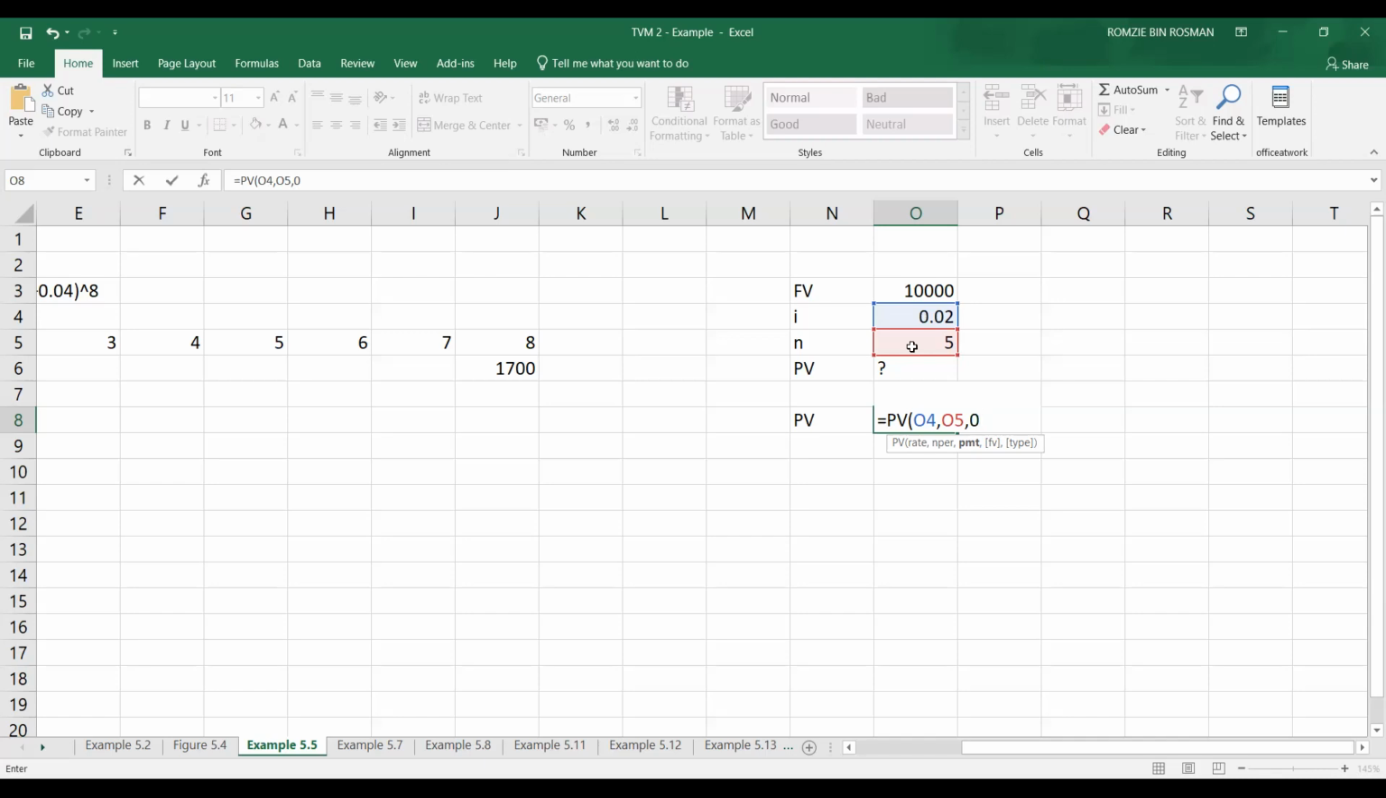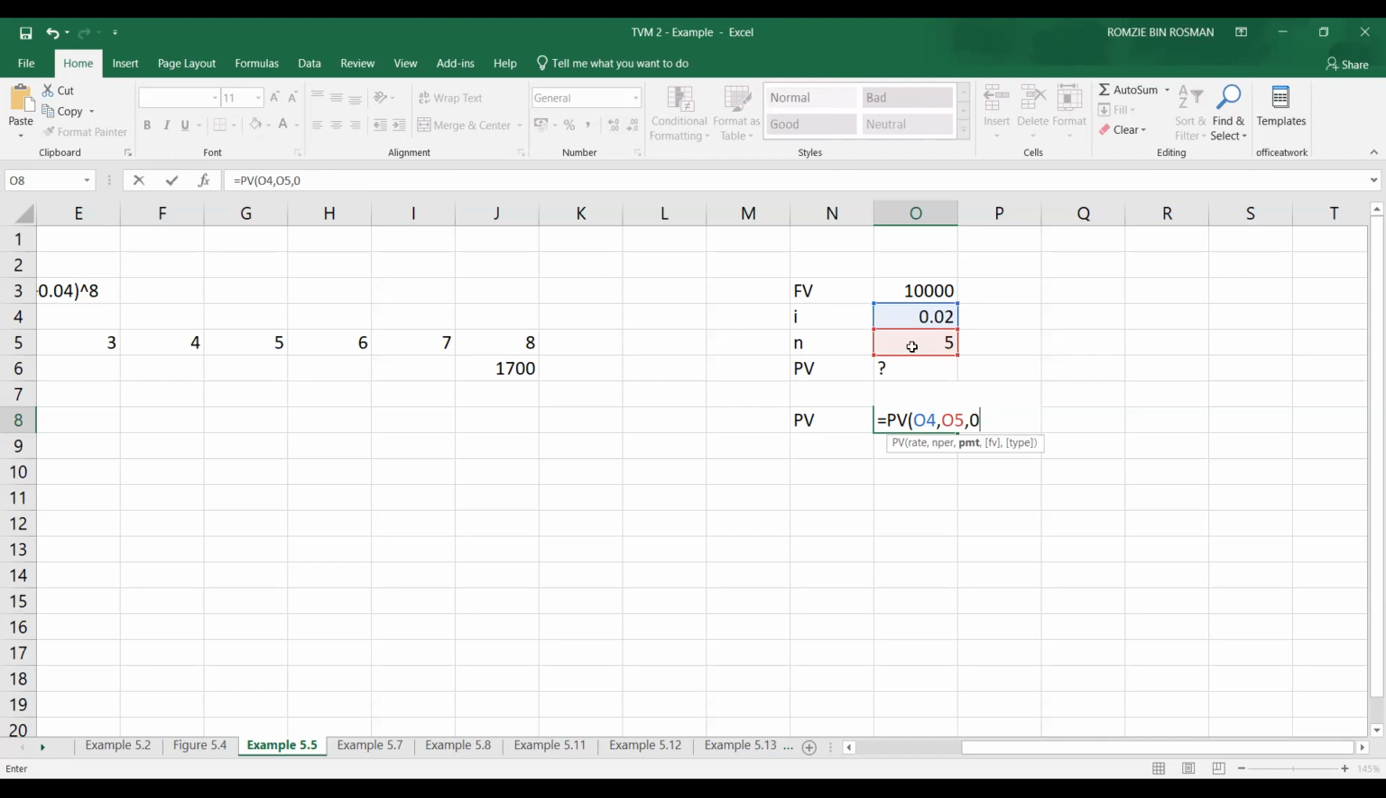If I put 10,000, that's right, and we are not looking at annuity. What is annuity? 100 for 10 years, 500 for 3 years. That's annuity. In this case, we don't have it. Later when we learn, next week.